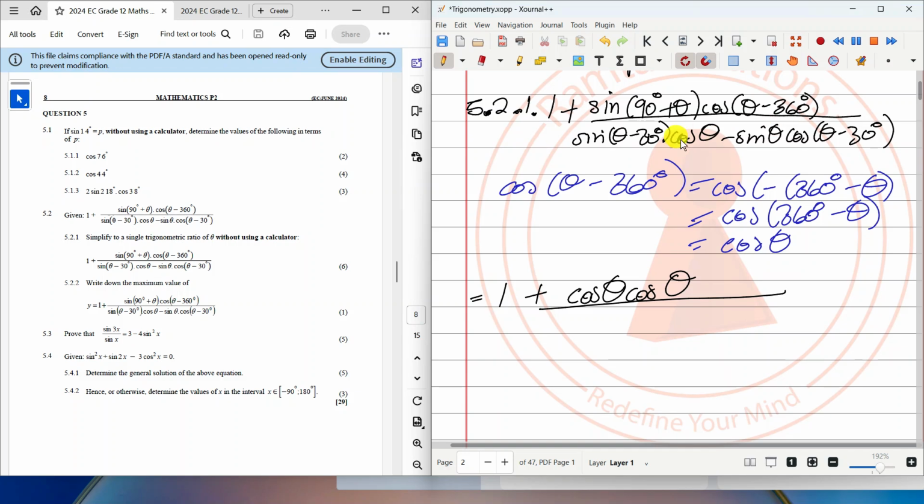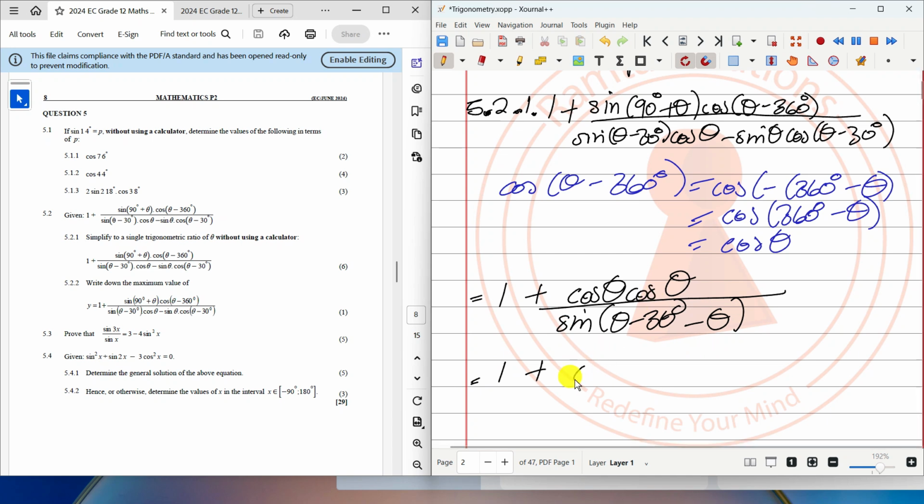Now here, I see we have sine cos, sine cos. So this is a compound angle of sine, which we will then say becomes sine of theta minus 30 minus theta. Okay, proceeding. 1 plus cos becomes cos square theta.